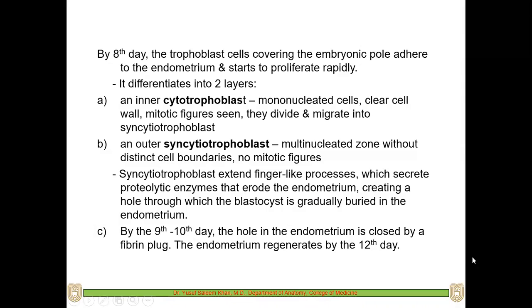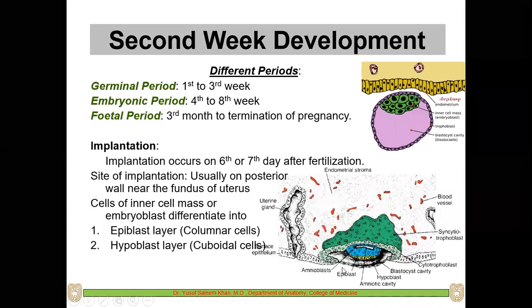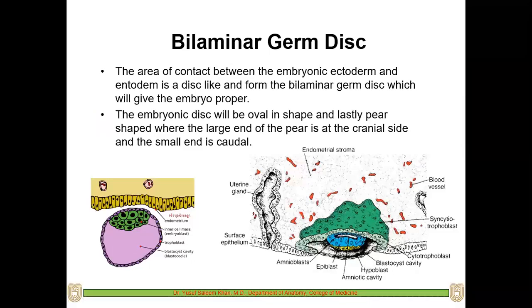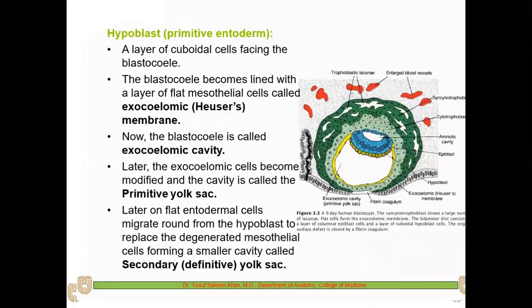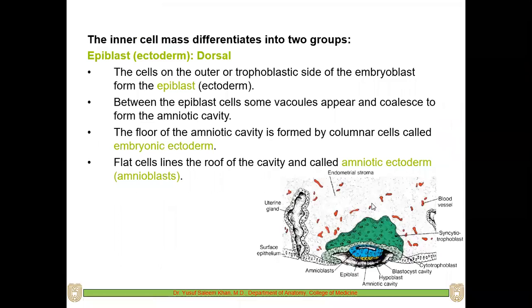By the 9th and 10th day, the hole in the endometrium is closed by a fibrin plug. The endometrium regenerates by the 12th day. So if you see here, there is a big hole formed because of the eroding of this endometrium by these trophoblastic cells. Now slowly this hole becomes smaller and smaller. Later we'll see that, and there will be just a fibrin plug. I will show you. So here there is still a bigger hole. Now if you see here, there is a fibrin plug. So it has got inside the wall. Now this hole becomes smaller and it is closed by a fibrin coagulum or the fibrin plug.